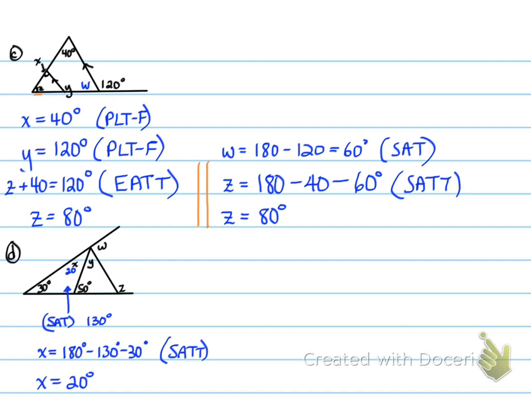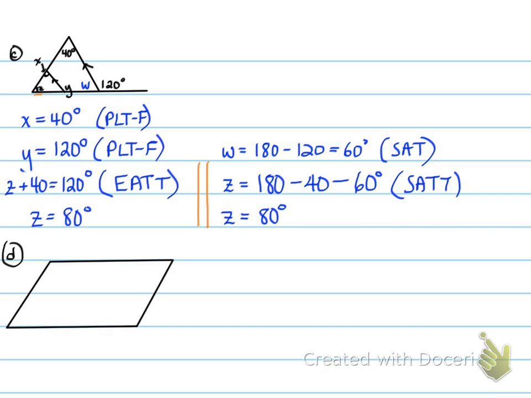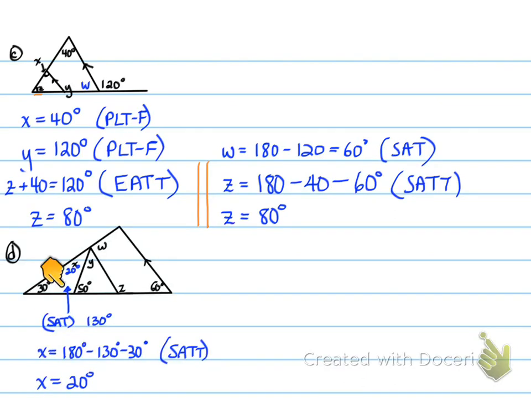Next, what I need to do is to determine other values. So, other values, we would probably be given some more information about this triangle. For example, we would have figured out that W, okay, so what we have here is this triangle, and in this triangle we have SAT that we use to determine this particular angle, which is 130 degrees. Then we had to figure out X. To figure out X, we used SATT, and we took 180 minus the 130 minus the 30, and that gave us 20 degrees.